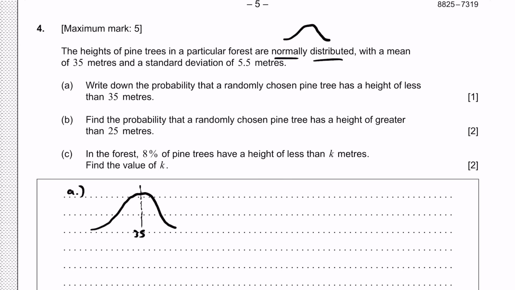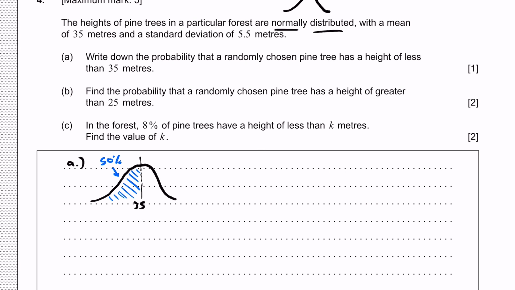The probability that a tree has a height less than 35 meters would be everything on the left side right here. The normal distribution represents all of our pine trees, and it is symmetrical about the mean. It divides our bell curve into 2 equal halves: 50% on this side, 50% on this side. So the probability that a tree has a height less than 35 meters is going to be 50%, because 50% of our data falls below this mean of 35. So the answer is 50% or 0.5.